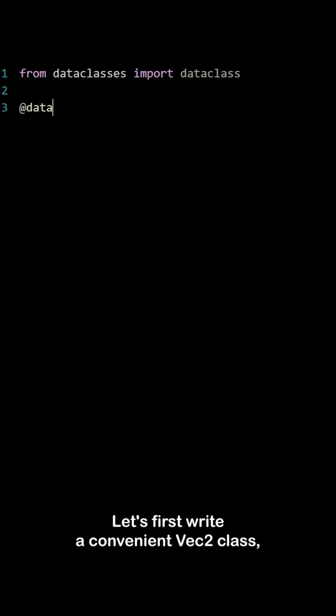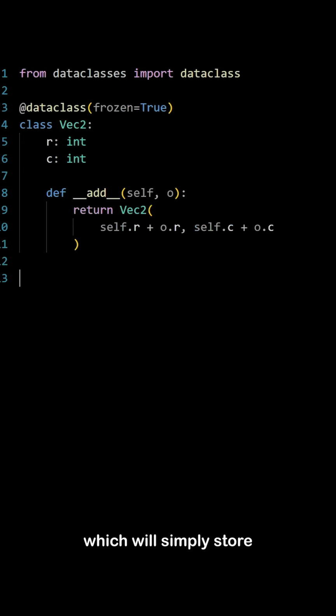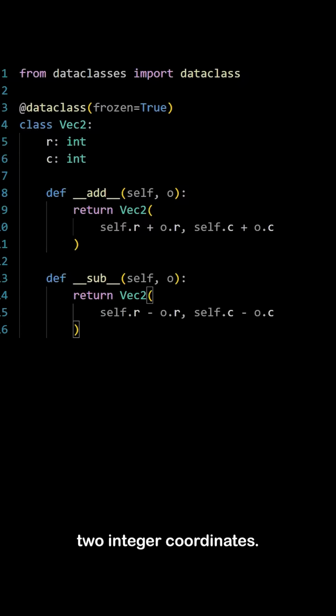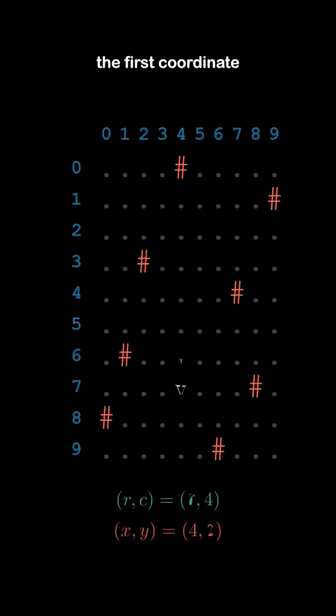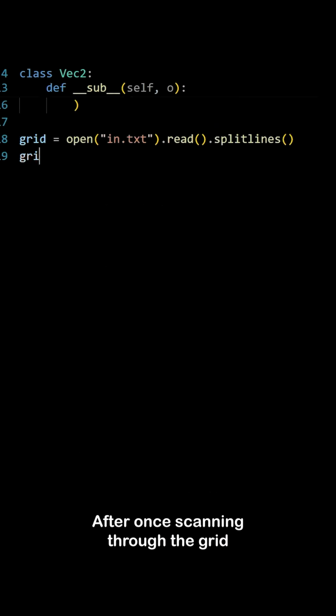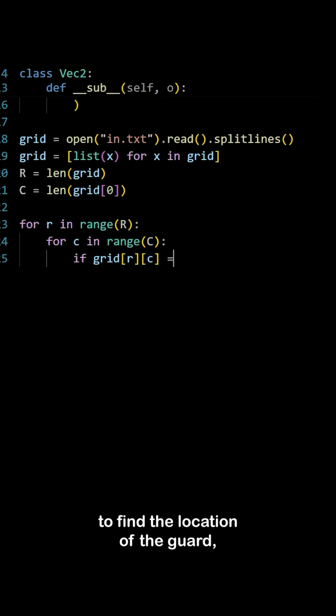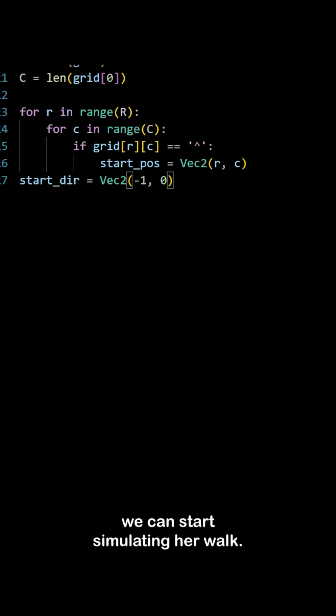Let's first write a convenient vec2 class, which will simply store 2 integer coordinates. Because we have a finite grid, it is convenient to use an RC system rather than an XY system, which means that the origin is in the top left corner and moving down corresponds to increasing the first coordinate rather than decreasing the second one. After once scanning through the grid to find the location of the guard, we can start simulating her walk.